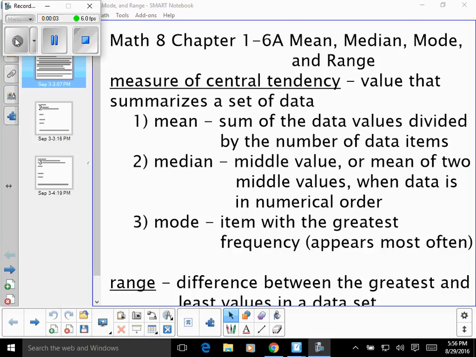Our next lesson is chapter 1.6a on the mean, median, mode, and range. If you do not have a calculator with you right now, press pause and get a calculator.